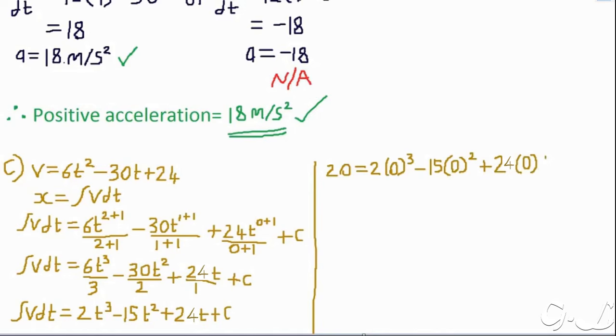So now we have to find the value of the constant. How do we find the value of the constant? We're given that when the point was at rest, it was at 20 meters. Now, when a particle is at rest, the time is 0. So we have to replace where there is t with 0. So therefore, when we do the calculation, c is equal to 20. The constant is 20.